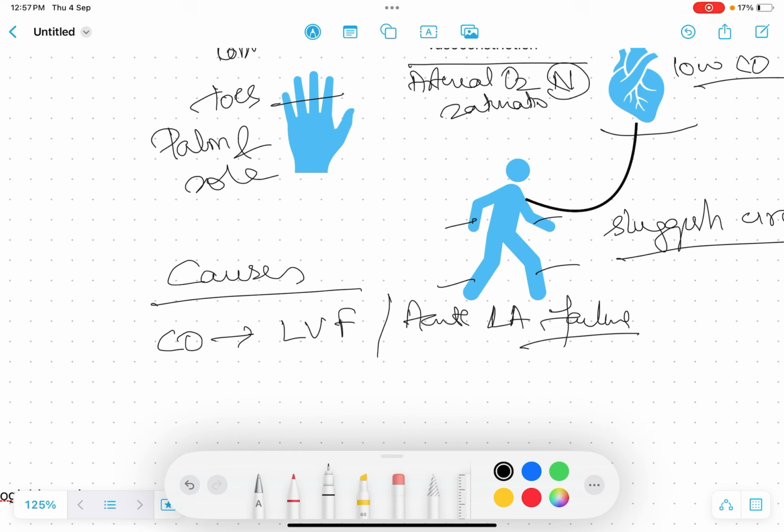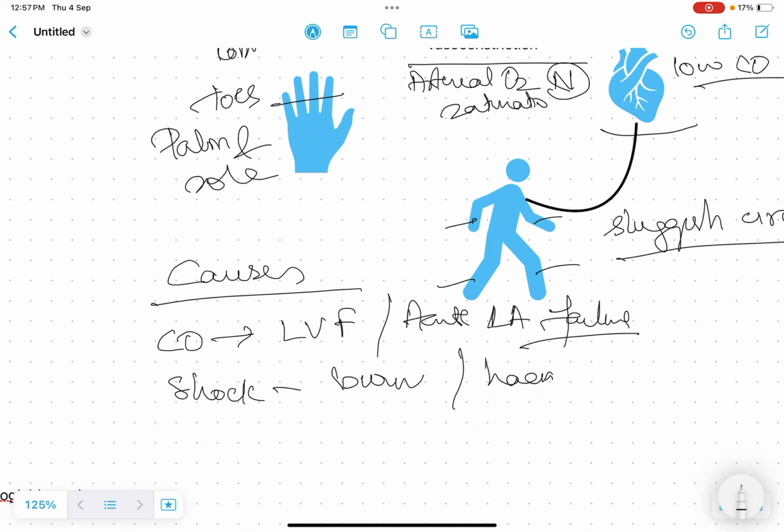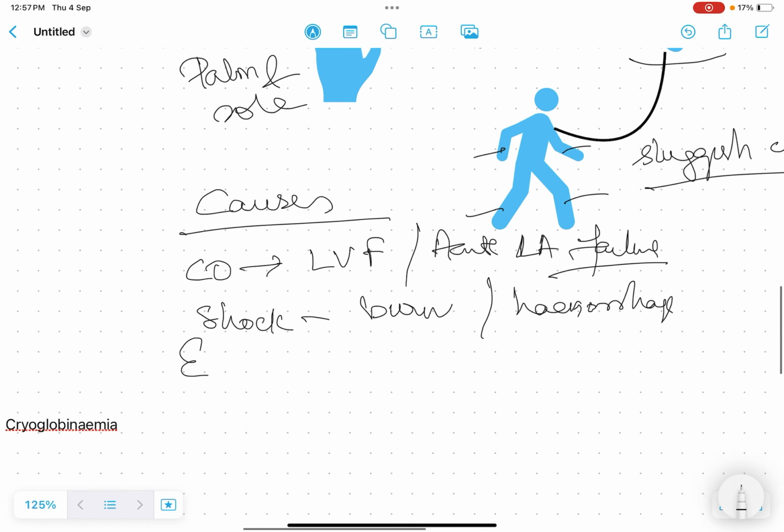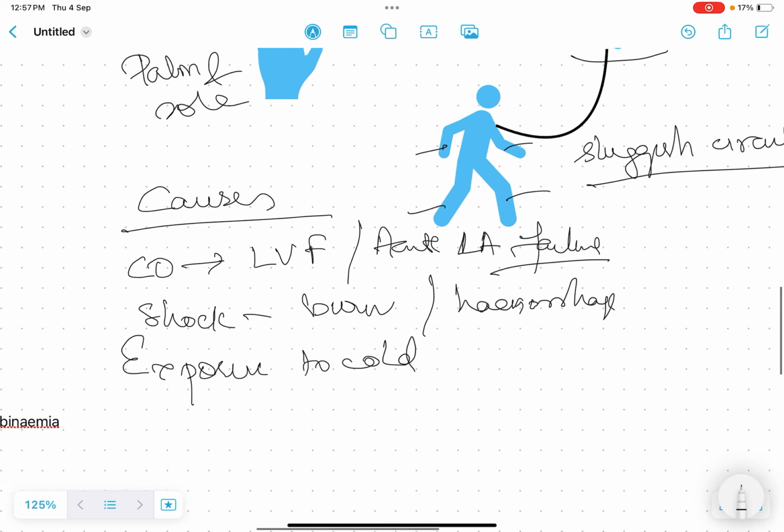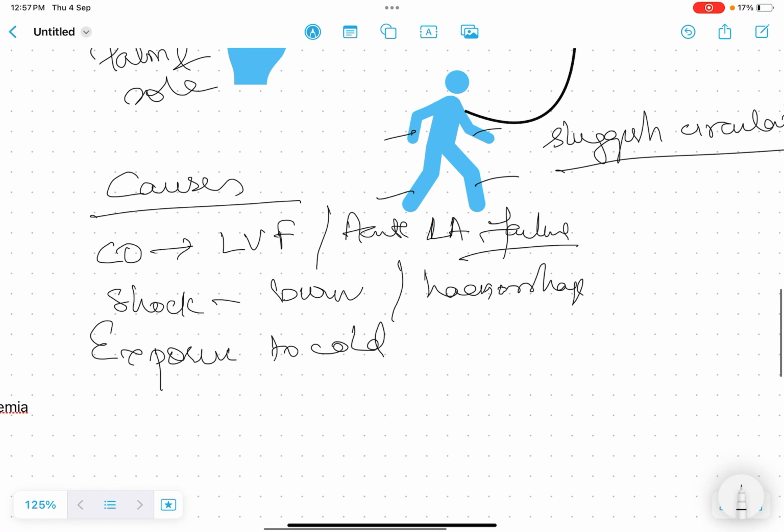The second one is shock. This shock can arise either from severe burn or hemorrhage, when the hemorrhage is severe. Then exposure to cold. Exposure to cold can lead to peripheral cyanosis, as it can reduce the peripheral circulation.